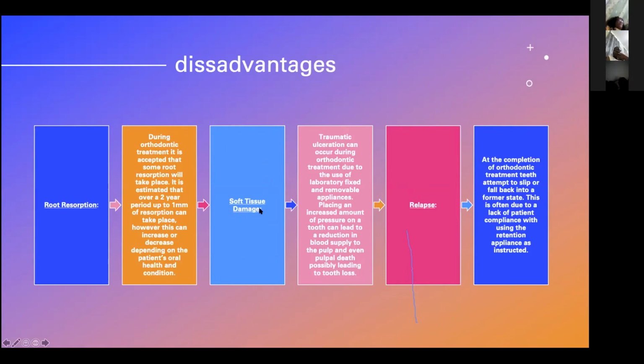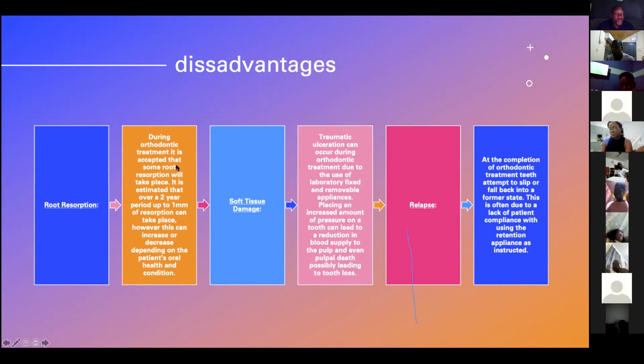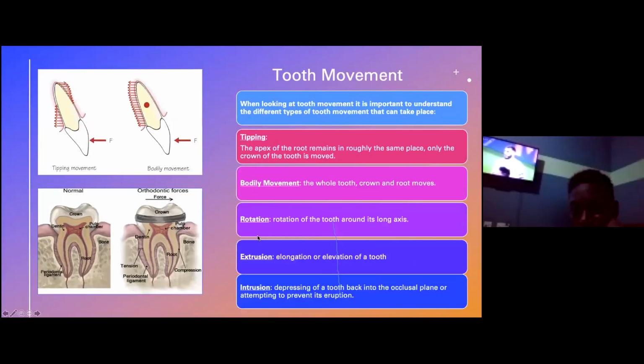Soft tissue damage. Traumatic ulcerations can occur during orthodontic treatment due to the use of laboratory fixed and removable appliances. Placing an increased amount of pressure on the tooth can lead to a reduction in the blood supply to the pulp and even pulpal death, possibly leading to tooth loss. Essentially, if you are not applying the correct amount of pressure on an individual tooth, it may experience pulpal death, which means the root or the apex of the root will die away.